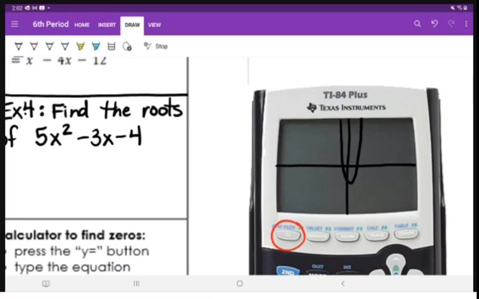Can you guys nod if this is what your graph looks like on your screen? Yeah? So most students are looking at a standard window. It's kind of hard to tell what our roots are when we're looking at a window this small, or I guess this far away. So what we want to do is take a closer look. We want to zoom in. So click zoom, which is in the top middle, and then go down to zoom in and hit enter twice.